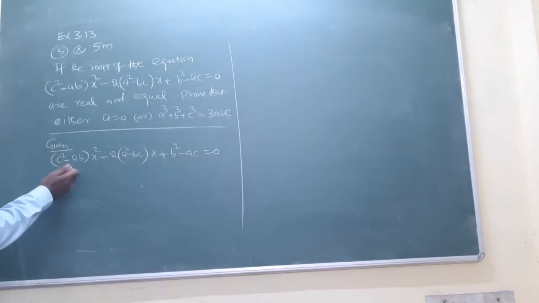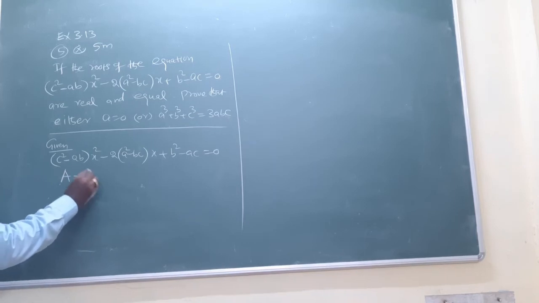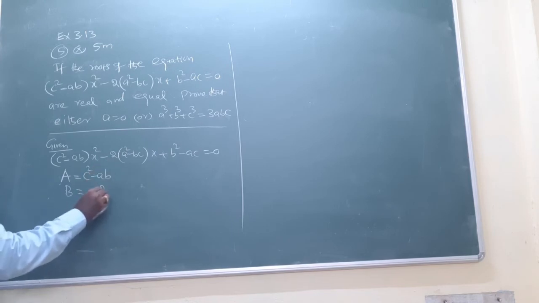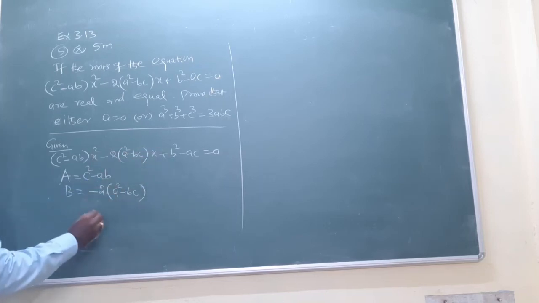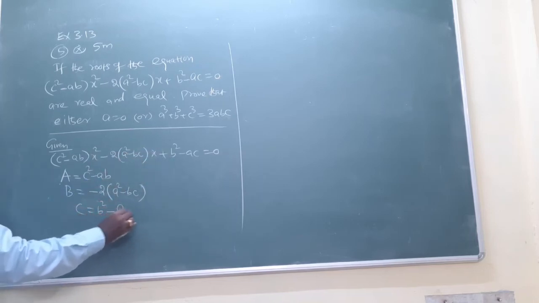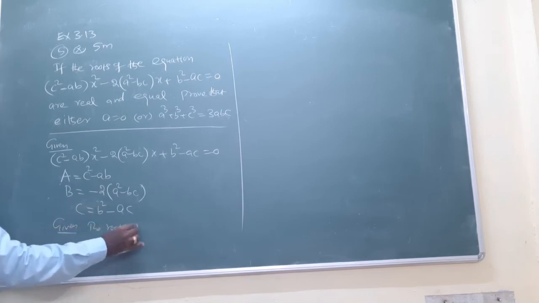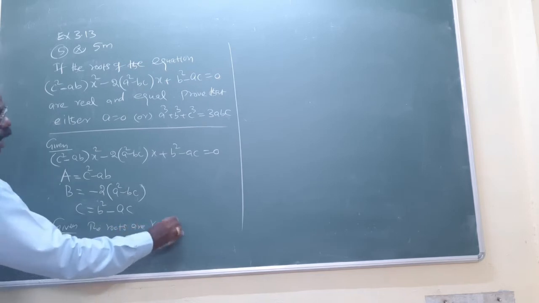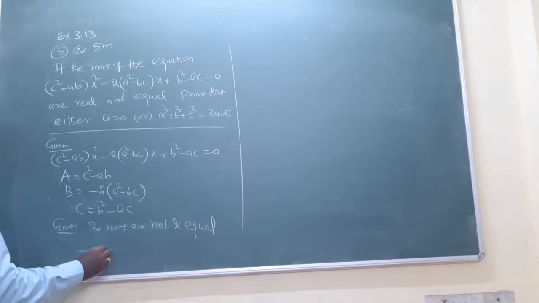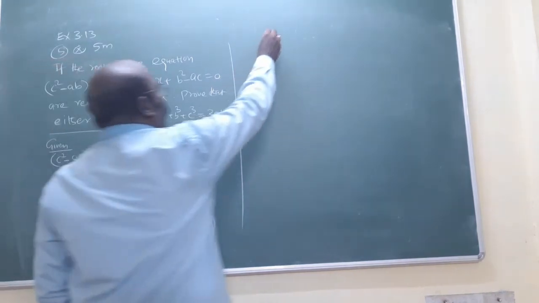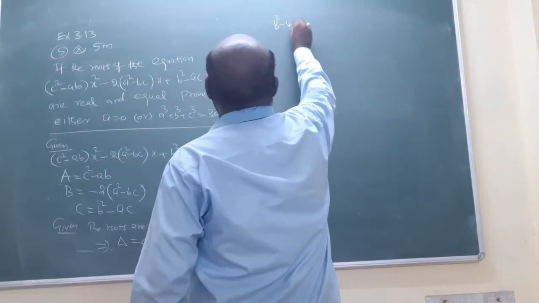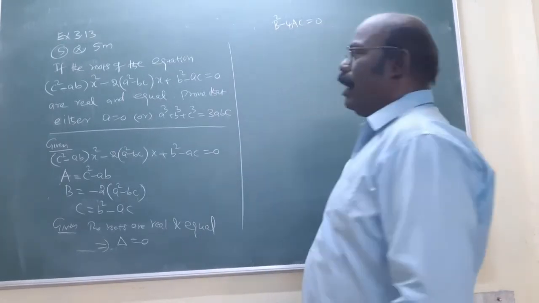Now, already small a, small b are not enough. That's why capital A is equal to c square minus ab. Capital B equal to minus 2 into (a square minus bc), the coefficient of x. The last one, capital C, is b square minus ac. Now what is given? The roots are real and equal. What is the formula? Delta equal to 0. Delta is B square minus 4AC equal to 0. Am I correct? Now substitute all the values.